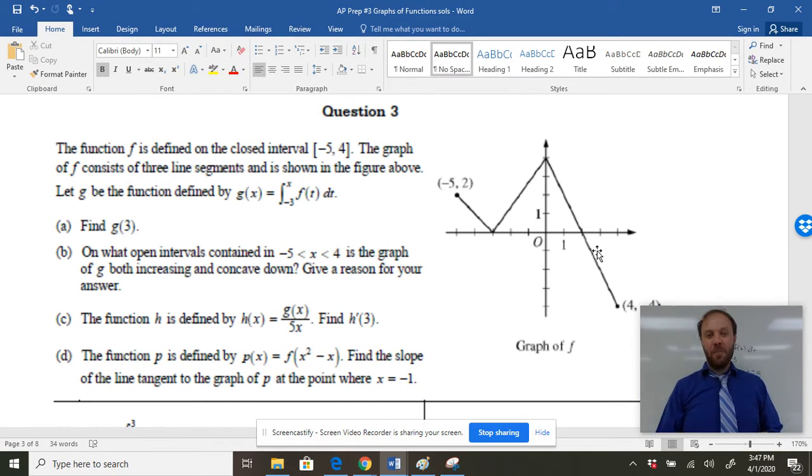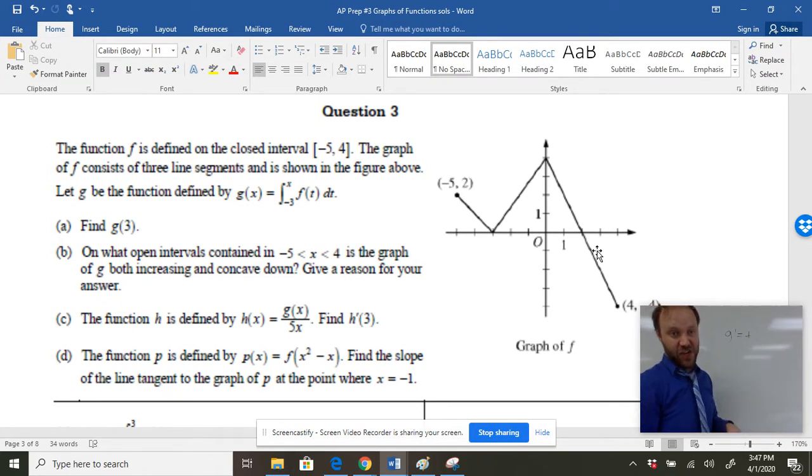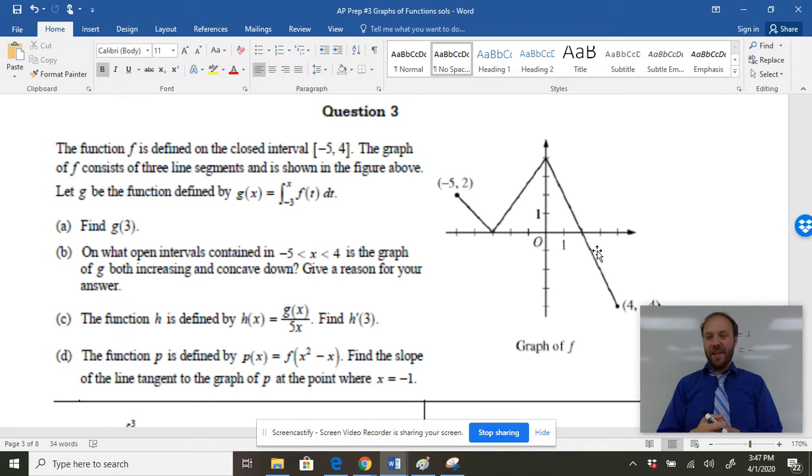Okay, for part B, I'm going to go ahead and take a look at part B right now too. For part B, they ask you to figure out when the graph of G is both increasing and concave down. Okay, remember, a function is increasing when the derivative is positive. And it is concave down when the second derivative is negative. So I don't even think about that graph or anything like that. I think about that first. So what I need is the derivative here.